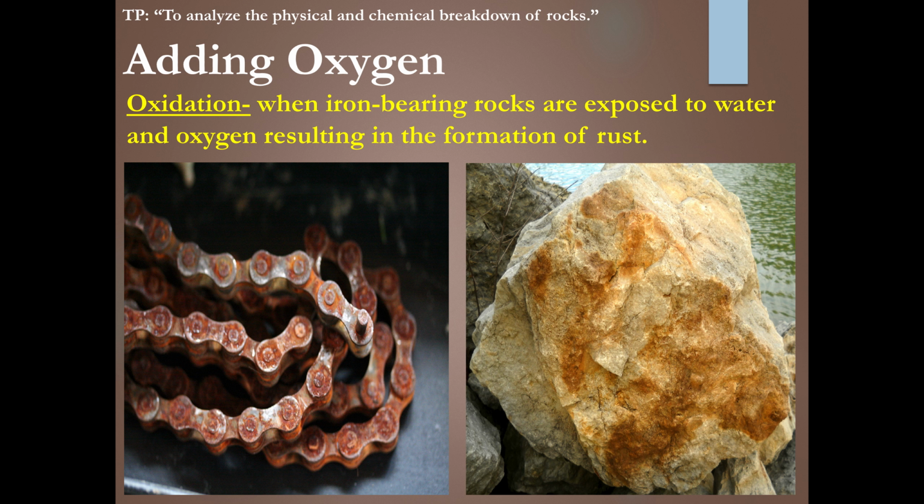Alright, so first type is called oxidation. When iron-bearing rock, iron is Fe by the way, is exposed to water and oxygen, it results in the formation of rust. So we have a bike chain, iron, exposed to water and air, producing rust. This rock sample has some iron in it and looks like it's right near water and from rainstorms, and we have rusting here on that pretty big rock.